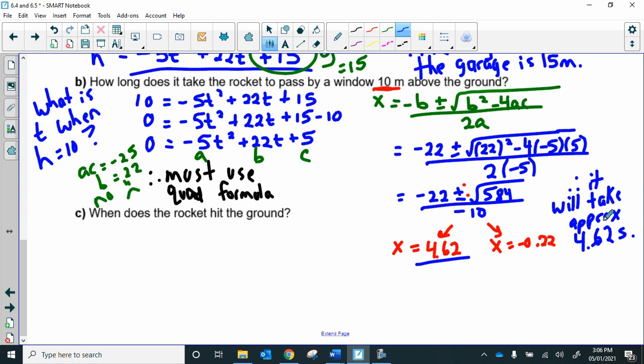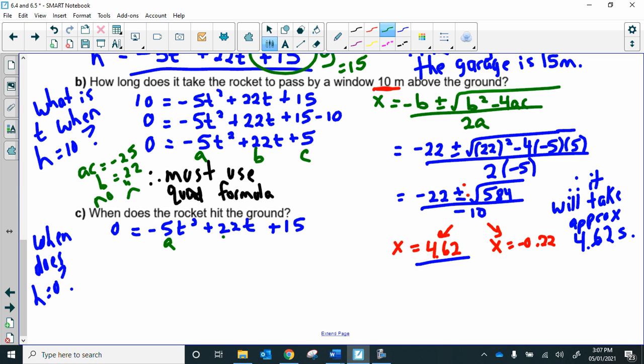And when does the rocket hit the ground? So when is my height going to be 0? When does h equal 0? So if I put a 0 in for h, okay, I could try to factor it. However, I believe this is not factorable as well. So we're going to have to use the quadratic formula.